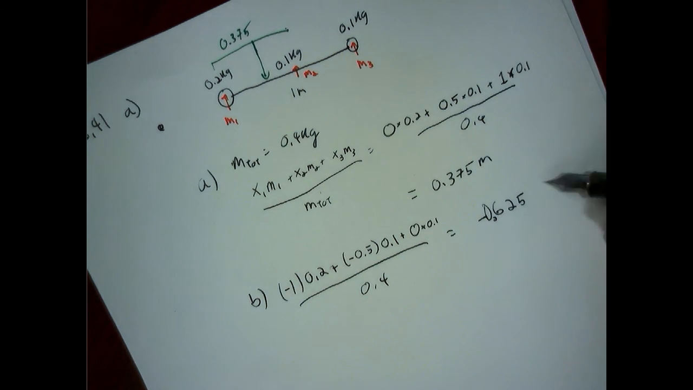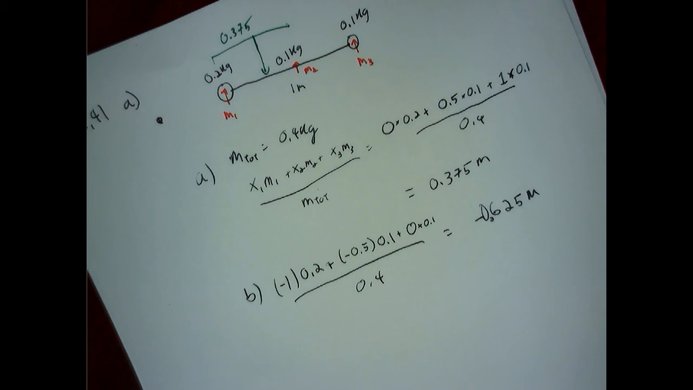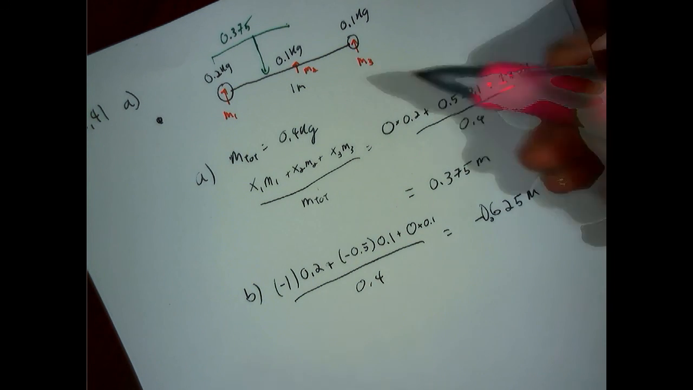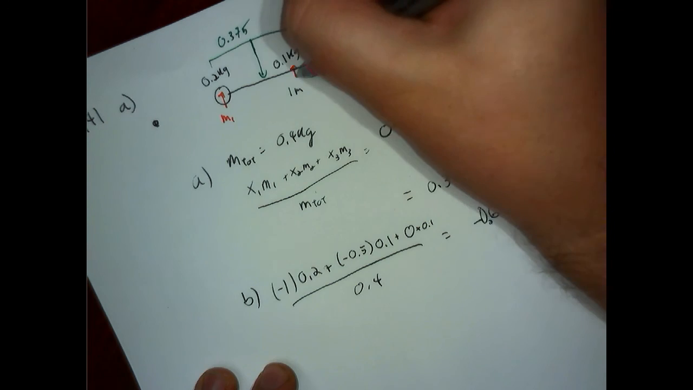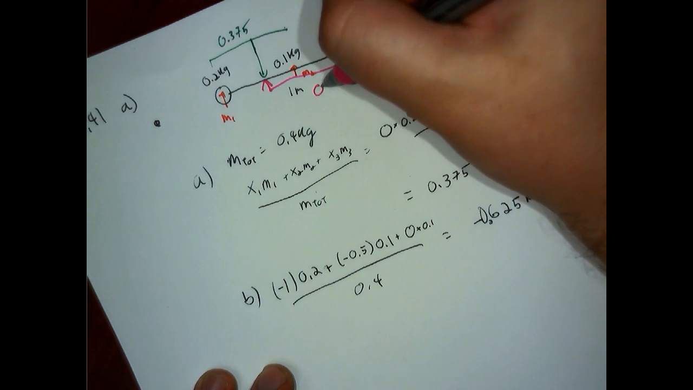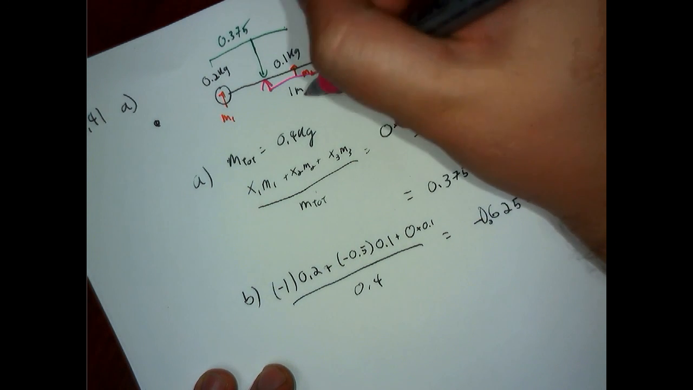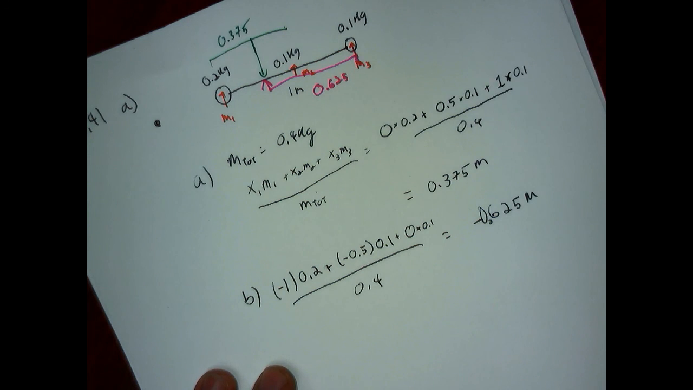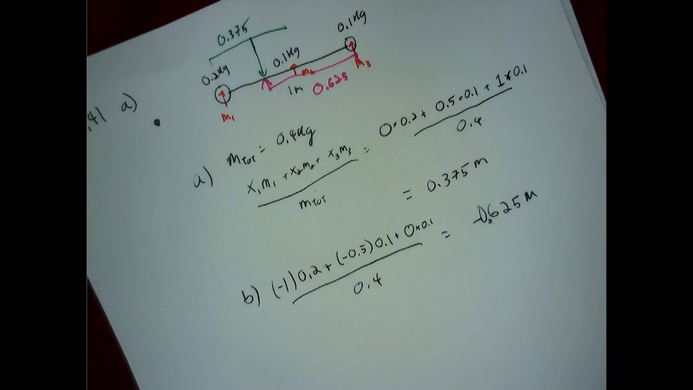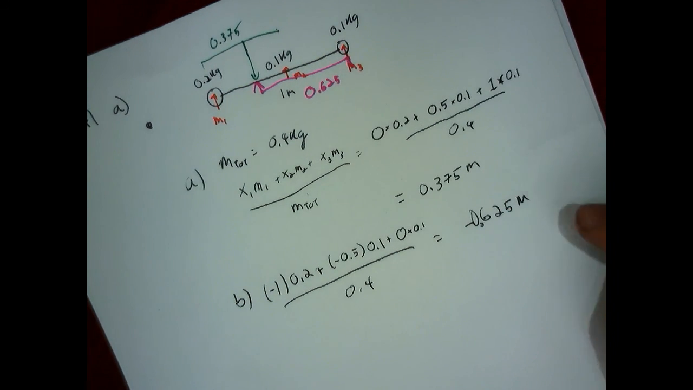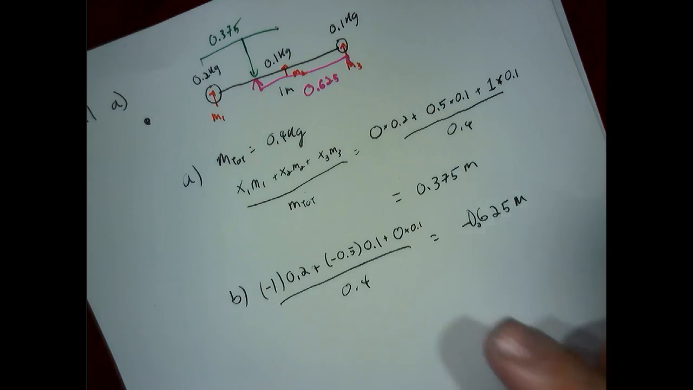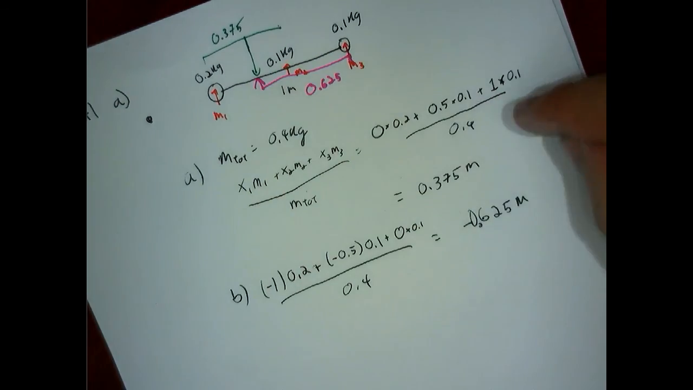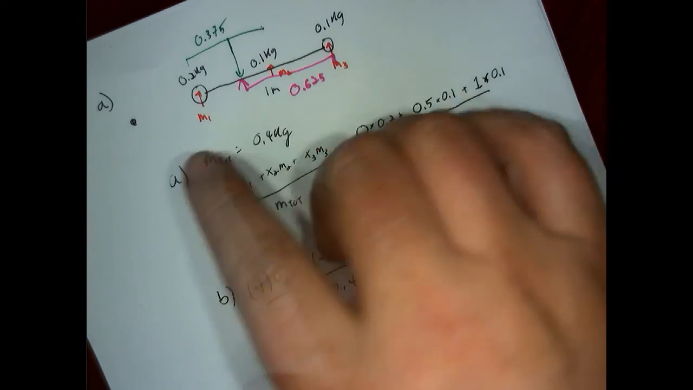Well, 0.625 meters, which makes sense absolutely because that's the distance that way. And there's the same point. Here's the thing. Every time you calculate the center of mass, you're going to get a different number. That number's different from that. But they're going to correspond to the same point. They're only different because all the numbers we're putting in are relative to different origins.